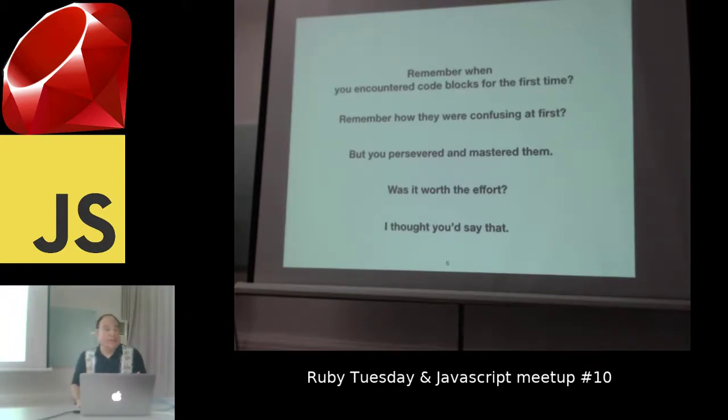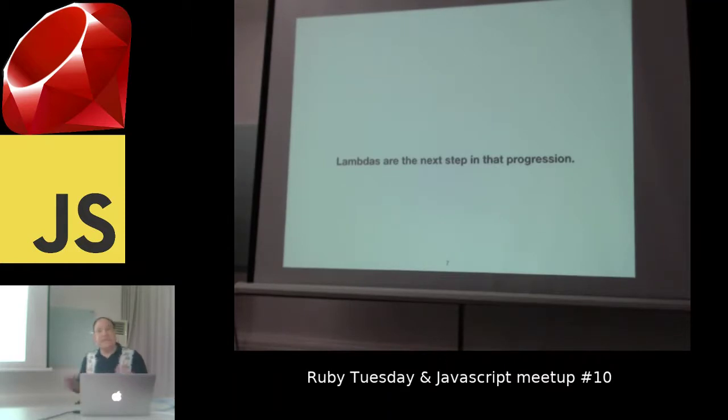Because code blocks are idiomatic Ruby anyway, you need to understand what they are, but they're also very useful. Lambdas are the next step in that progression. Code blocks are like code literals, and lambdas are objects that contain code. And they're similar. I say this because a lot of people look at lambdas as something way out there, something totally different, something of another dimension, when in reality they're not.